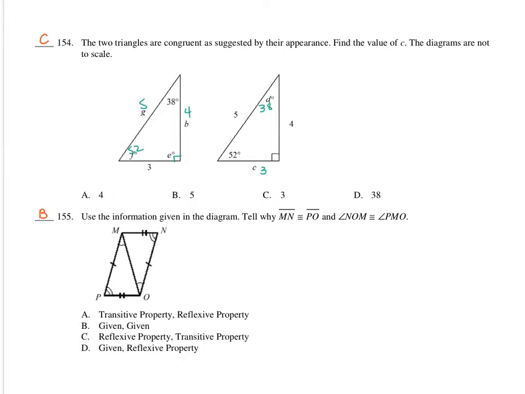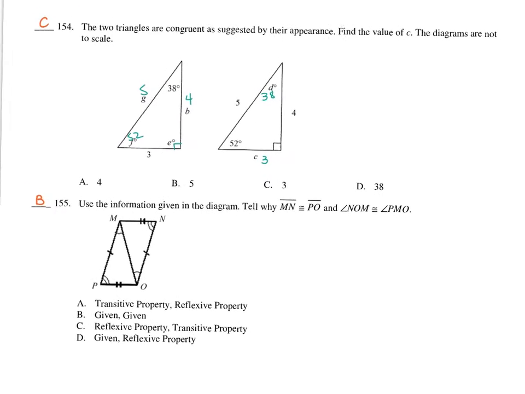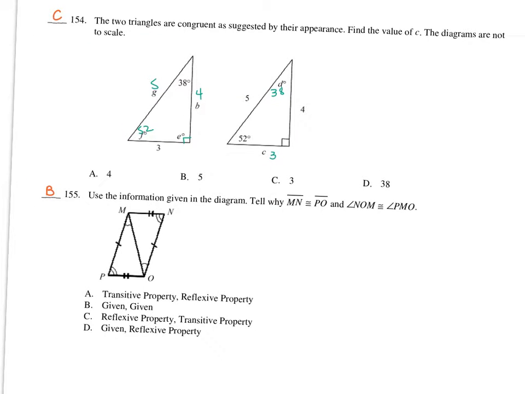154. The two triangles are congruent, which would mean that the side, like G would equal 5, B would equal 4, angle D would equal 38. Number 155, it says use the information to tell why NM would equal PQ and NOM would equal PMN. Okay, they're both given from your diagram.